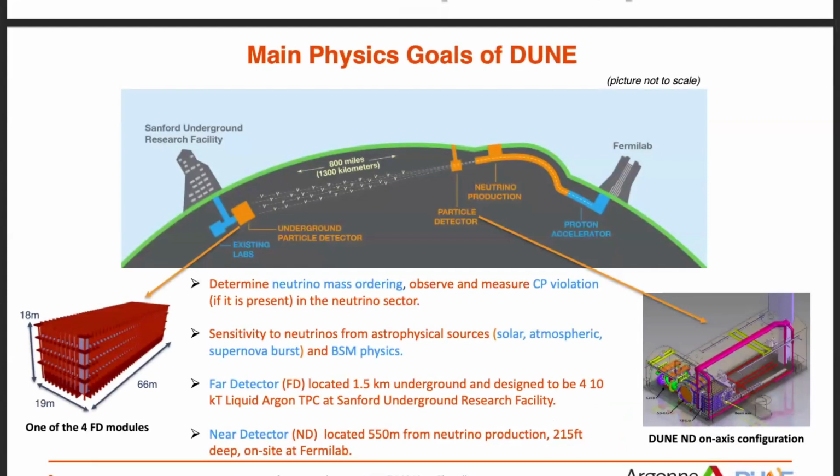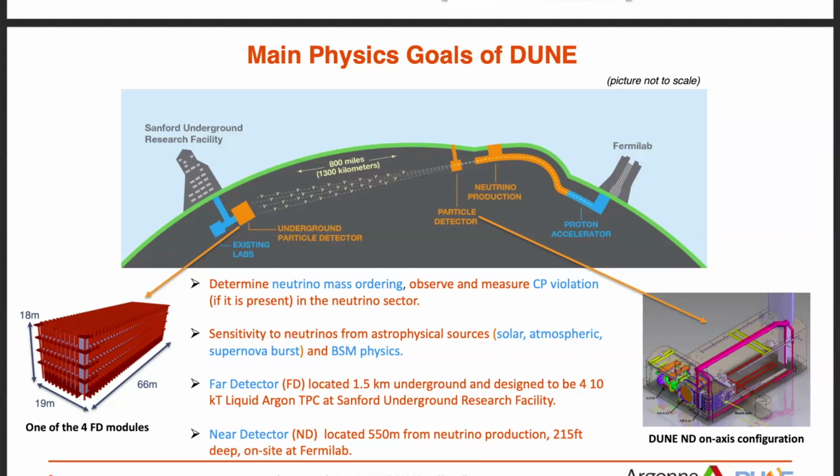DUNE is a long baseline neutrino oscillation experiment, and it is also a multi-decade and multi-billion-dollar experiment. It is also a leadership experiment in neutrino physics from the United States. And DUNE is supposed to start taking data in 2029. So DUNE primarily consists of three major components.